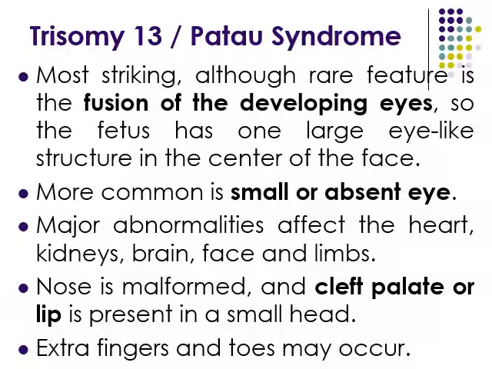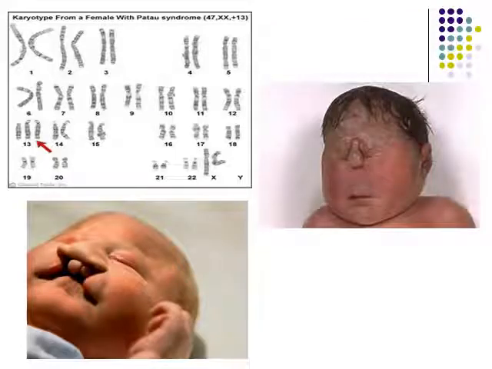Then trisomy 13 or the Patau. The most striking, although rare, feature is the fusion of developing eyes. More common is small or absent eyes. The nose is malformed, may cleft palate or lip. Extra fingers and toes occur. Ganyan yung itsura niya.